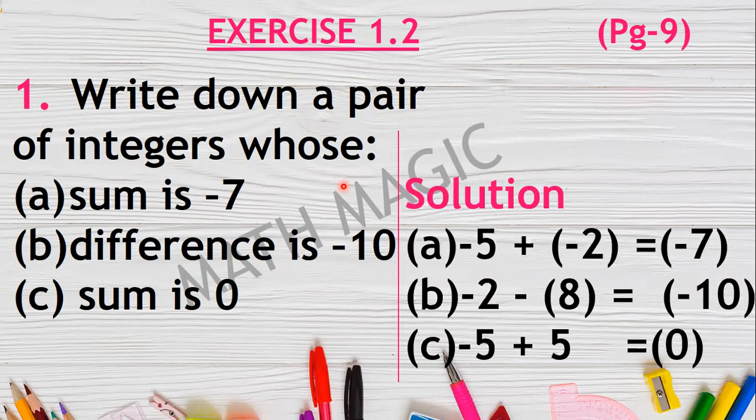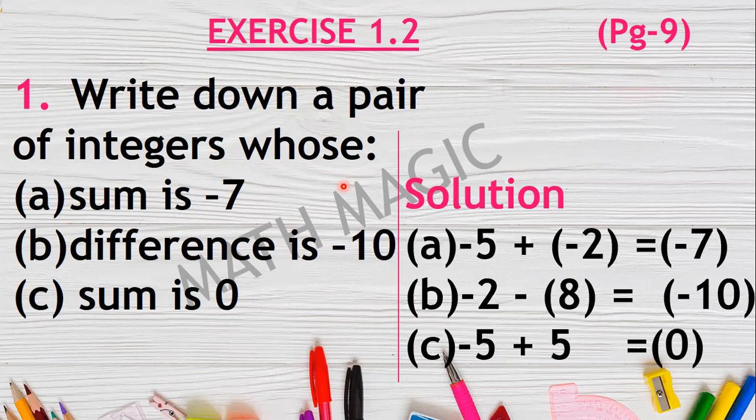B. Difference is minus 10. Again, I have to take two integers and subtract them from one another, and I must get minus 10. I am taking minus 2 and 8. Let me subtract 8 from minus 2. I will get minus 2 minus 8, which is equal to minus 10. This is not the only answer, as I can subtract 9 from minus 1. Still, I'll get minus 10.